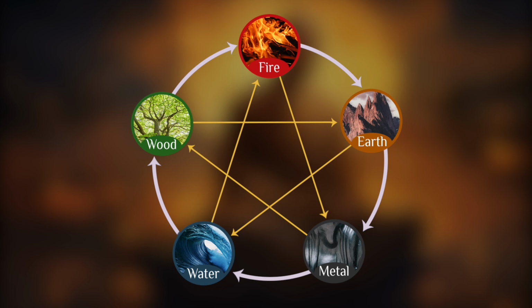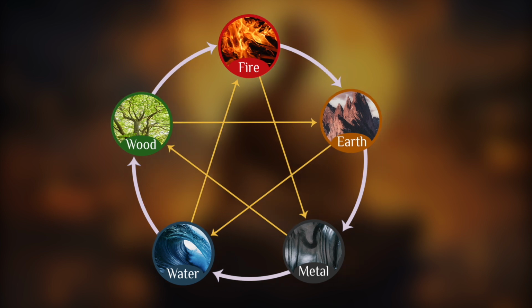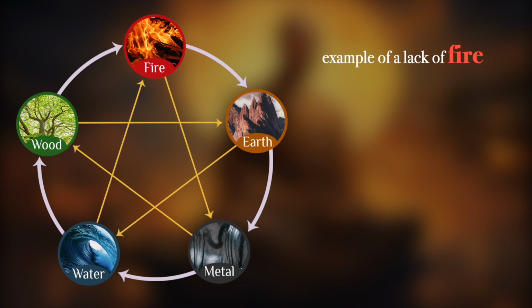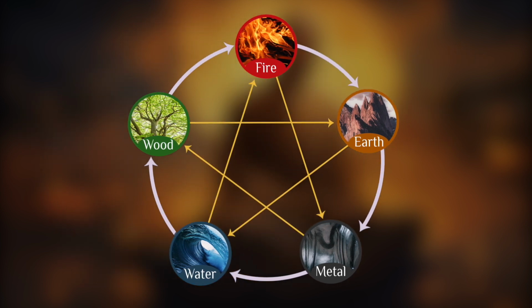It's also important to ensure there is no excess in the controlling element. Let's take the example of a lack of fire. You can work on wood to nourish fire. But it is also necessary to check that there is no excess water which would extinguish the fire. It's difficult to light a fire if there is no wood, but when the wood is wet it is just as difficult.